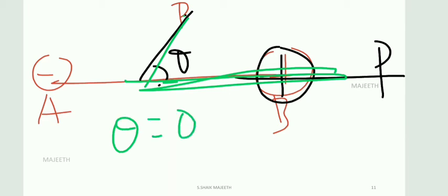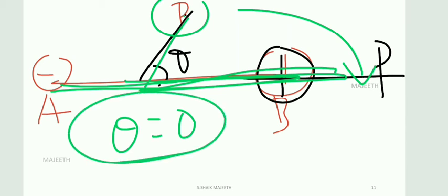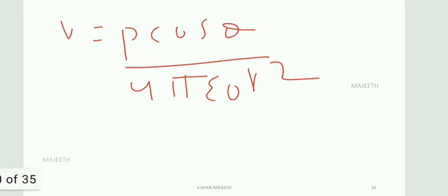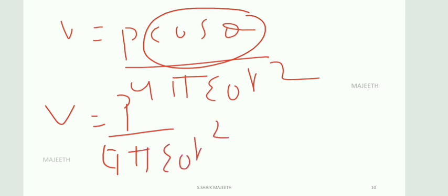So if the point lies on the axial line, we know that the line connecting the centers of the two charges in the dipole is the axial line. Suppose your point P is located on the axial line, on the right side of the positive charge, then theta is equal to 0. Theta 0 means what happened to the total dipole potential? Theta 0 means cos 0 is 1. So it will be P by 4 pi epsilon naught r square.